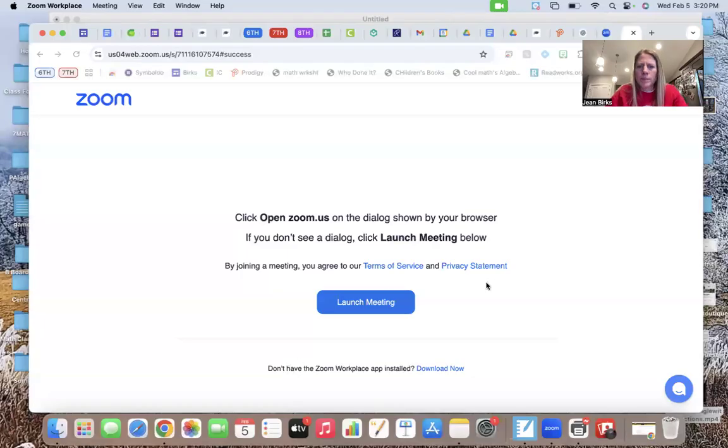Hello. Today we are focusing on area of a rectangle. So I'm going to grab my notebook. I'm going to switch my screens here and we'll get started.